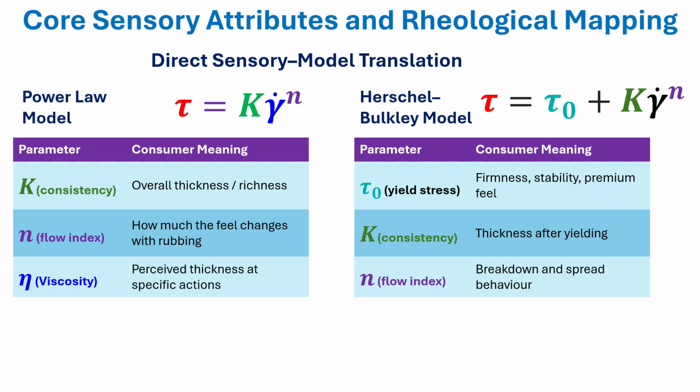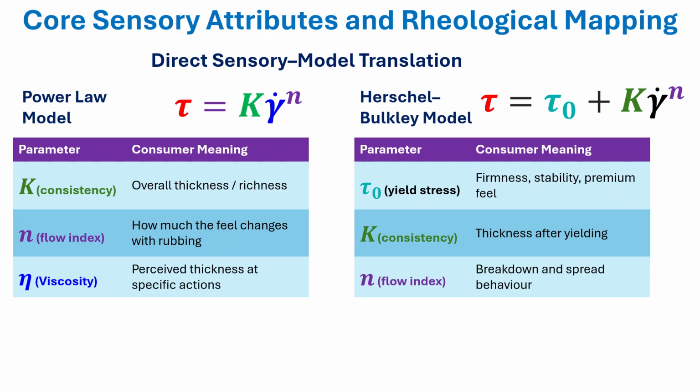The yield stress, tau0, relates very closely to firmness and stability. A high yield stress gives a cream that holds its shape and feels stable in the jar. It is often perceived as more premium. Once that yield stress has been exceeded, the consistency index K tells us how thick the product feels as it continues to flow. Meanwhile, the flow index n again describes how the product breaks down and spreads as rubbing continues.